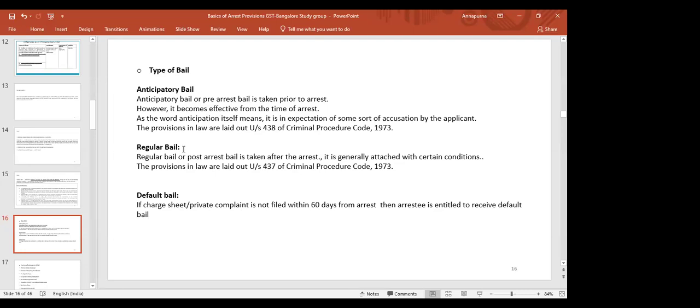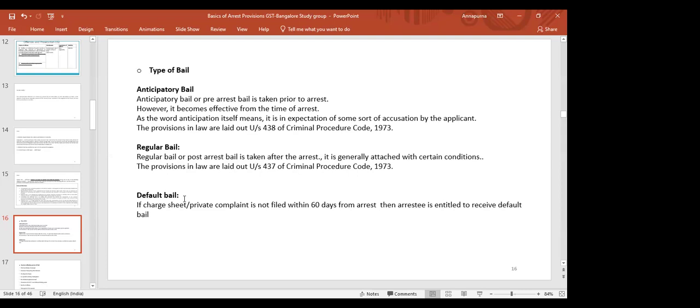We also have regular bail, because in a few of the decisions I was reading, there was anticipatory bail, interim bail, regular bail, and default bail. So I just wanted to understand the basics of that. Regular bail is a post-arrest bail, taken after the arrest, and it is generally attached with certain conditions. For that, we have to refer to Section 437 of CrPC.